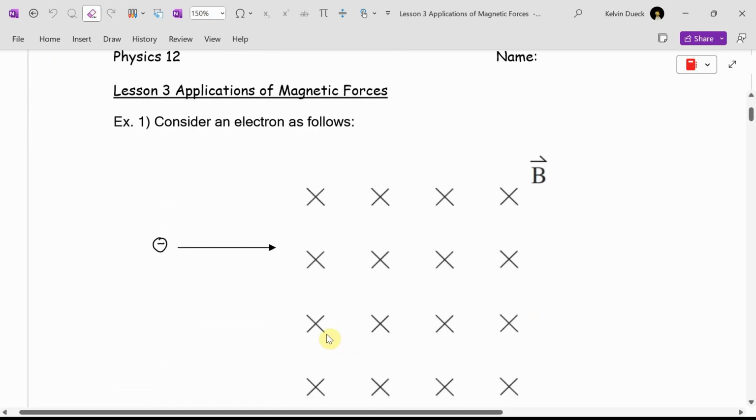Now, this electron is traveling to the right. Do our right-hand rules work for electrons? No. So an electron traveling to the right is the same as a proton traveling which way? Okay, and it is hitting an external magnetic field. What are those X's meant to represent? What direction is the magnetic field?